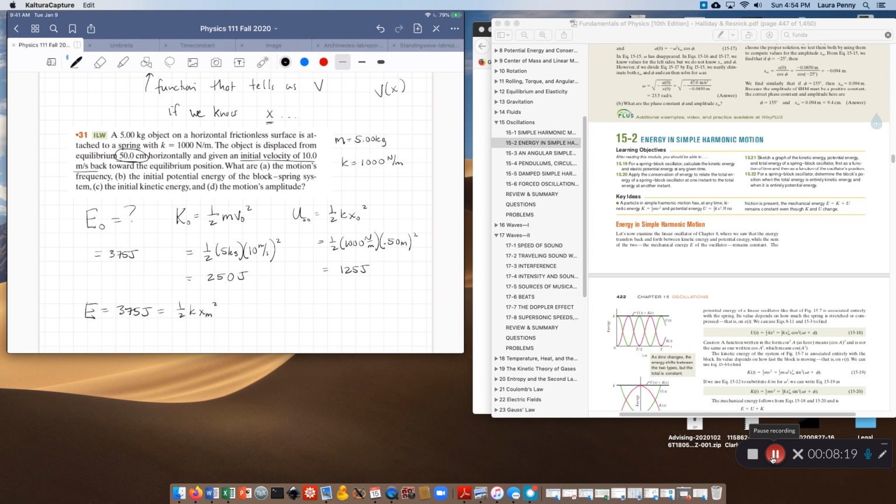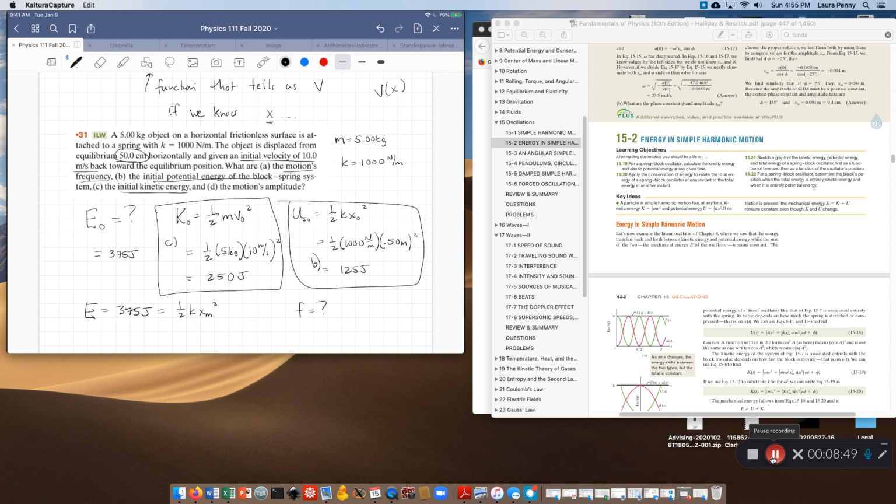Sorry, I'm back. So this is actually the answer to the initial potential energy of the block. This is part B. The initial kinetic energy of the block. This is part C. The motion's frequency, that's F.